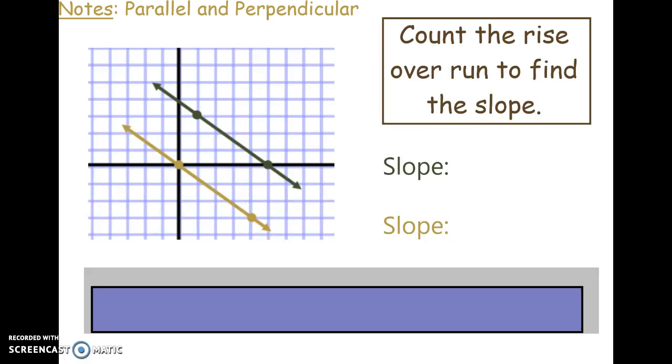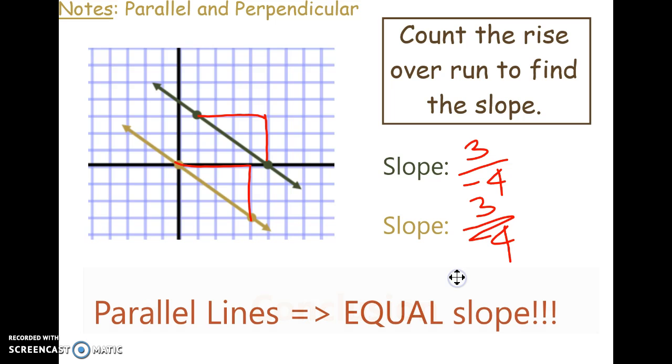So to find the slopes, remember we're counting the rise over the run. Starting with this dark line, we rise 3, we run to the left 4, so that would be 3 over negative 4. For the gold line, we rise 3, we run to the left 4, so we have the same slope. Well, that is the conclusion here, that parallel lines have an equal slope or the same slope. So be sure to write that down in the space provided.